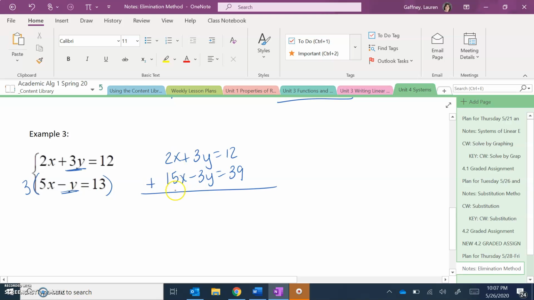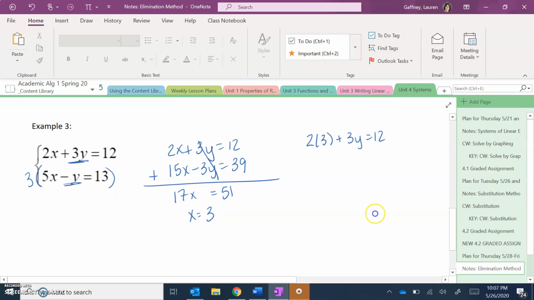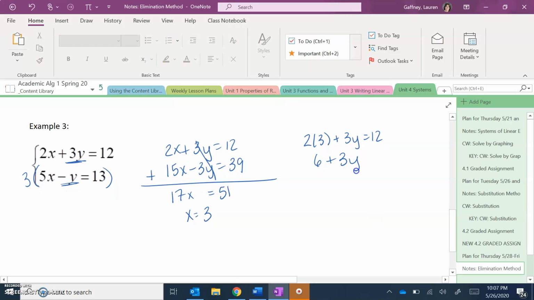Get a big addition problem. I get 17x. Those cancel. That's 51. Divide by 17, and x is 3. So let's put that in for x. Once again, I'm just doing the top one. You could put it back into either. That's 6 plus 3y equals 12. Subtract the 6 over, divide by 3. So here my answer is 3 comma 2.